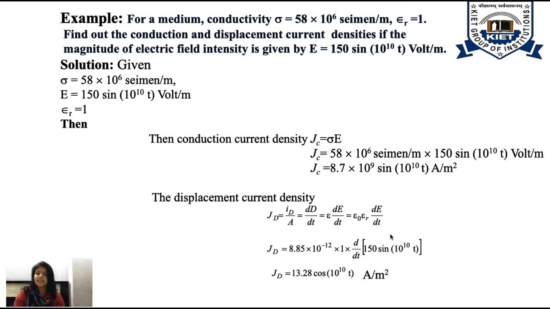Now the displacement current density, from the previous article we know that Jd is equal to dD by dt. For the medium, it is equal to epsilon dE by dt. It is not equal to epsilon naught dE by dt because it's a medium. It is equal to epsilon dE by dt. And epsilon is equal to epsilon naught into epsilon r. Epsilon naught is equal to 8.85 into 10 to the power minus 12, which is known as free space permittivity. And epsilon r is equal to 1 given in the problem. Substituting the values, we get the displacement current density is equal to 13.28 cos 10 to the power 10 t ampere per meter square.